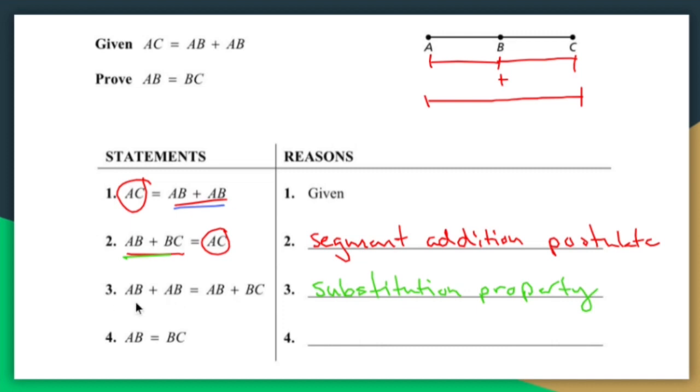There's an AB on the left. There's an AB on the right. If I subtracted AB from both sides, that would cross out and give me AB equals BC, which is that guy right there. So what did I do to both sides? I subtracted. So what is this? The subtraction property of equality.